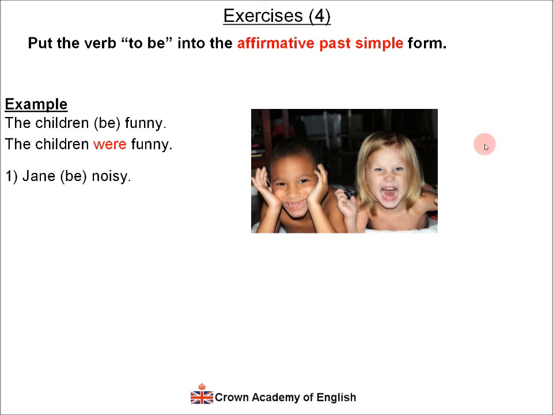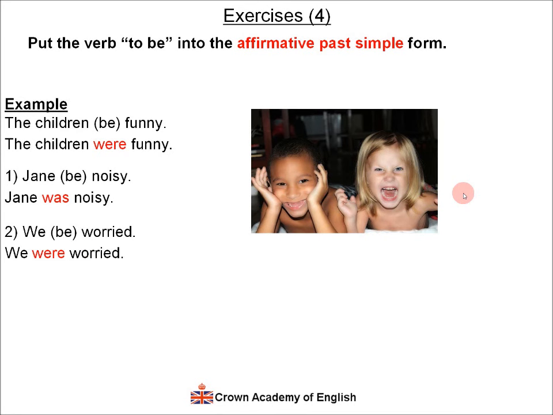Question one. The answer is, Jane was noisy. Jane was noisy. So this is the third person singular. She was noisy. Jane was noisy. And finally, question two. The answer is, we were worried. We were worried. Okay?